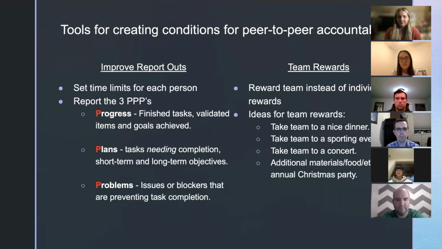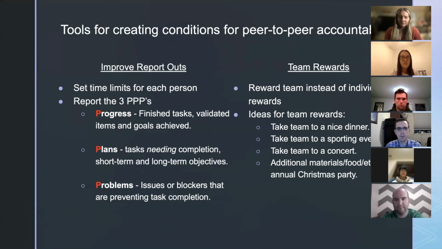On the next slide, we will discuss some tools for creating positive conditions for peer-to-peer accountability. So first, you mentioned that you use report outs at each meeting to foster accountability. So we've developed some ways to improve those report outs. To prevent certain members from taking time away from others in their report outs, we have created the idea of setting time limits for each person. And to allow these report outs to be concise, we thought that reporting on the 3 Ps will allow each member to have adequate time.